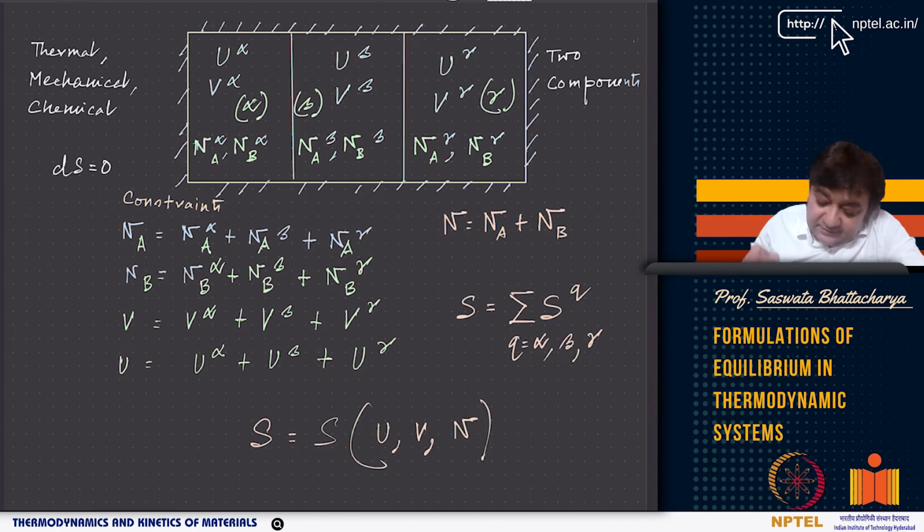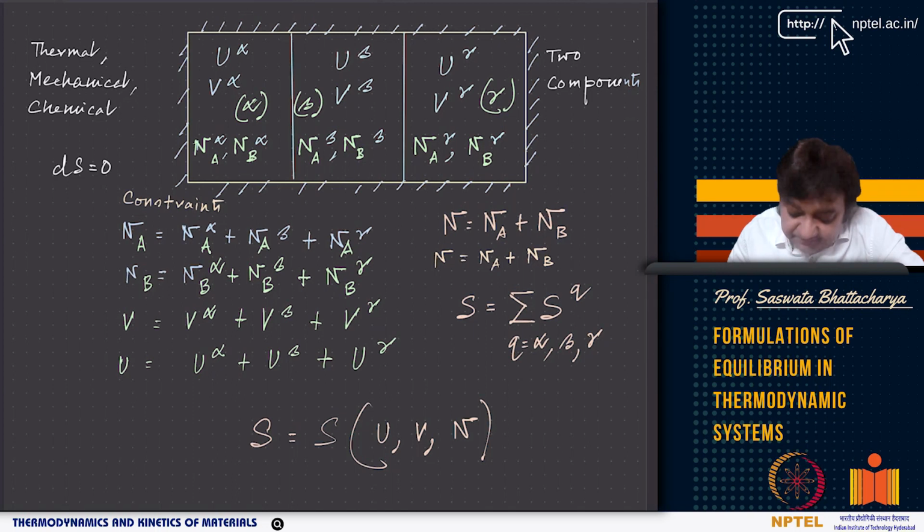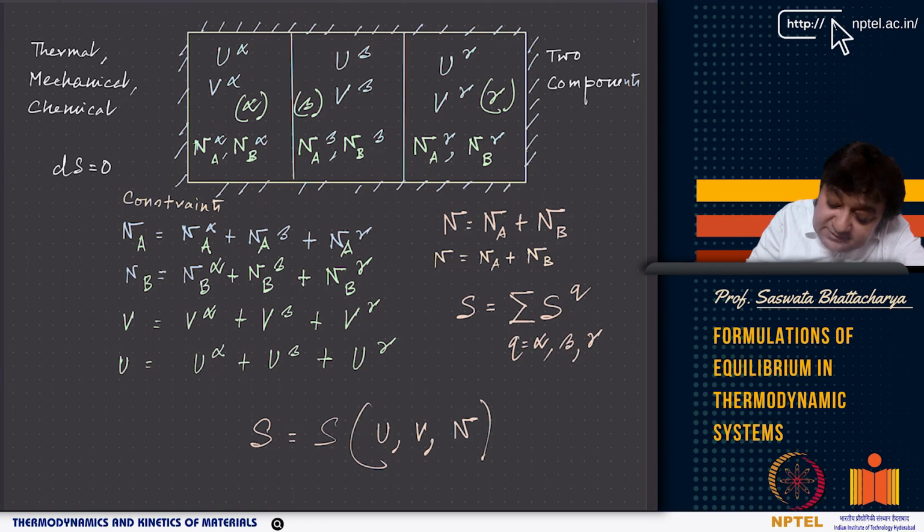So the total mole number N, which is Na plus Nb, is also fixed. The total mole numbers of A and B are fixed. Na is fixed, and Nb is also fixed. And there is the total volume, which is V alpha plus V beta plus V gamma. For example, the wall can displace this way and the wall can displace this way.